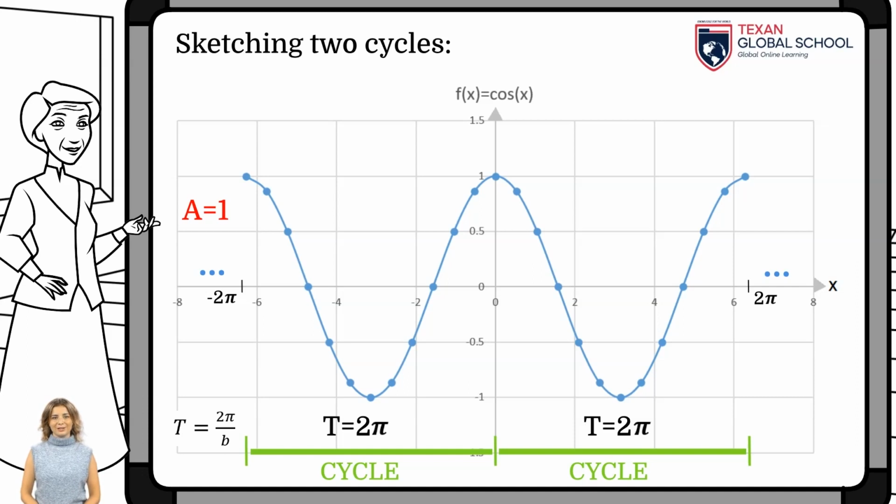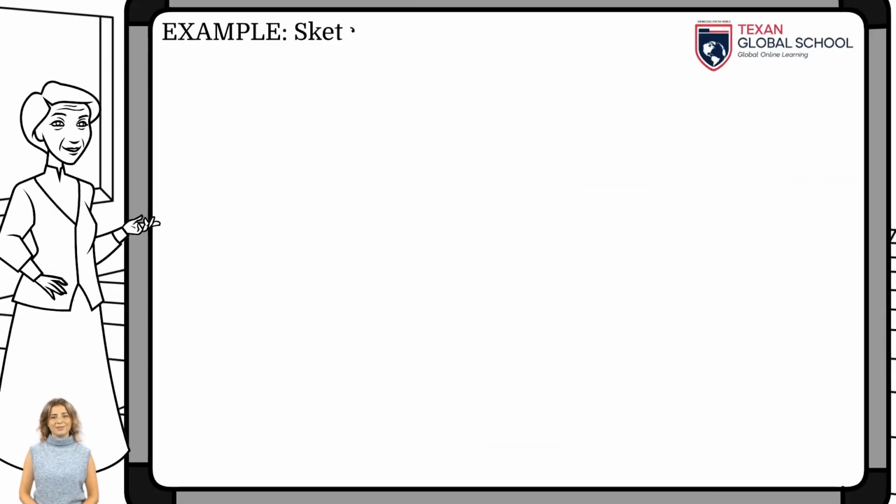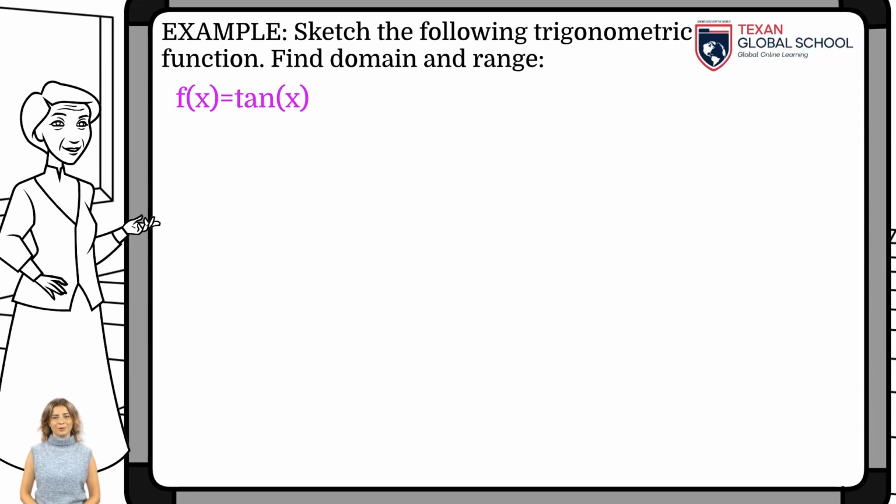When analyzing the graph, we can see that the cosine has the same behavior as the sine function. The only difference is that the cosine is shifted or moved 90 degrees or half pi radian. Let's sketch the tangent of x in this last example.